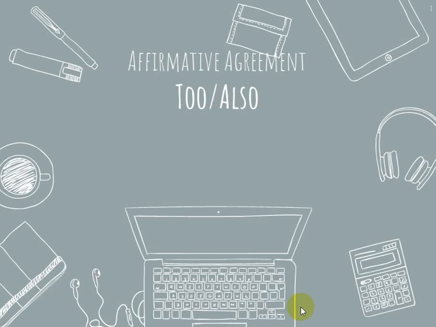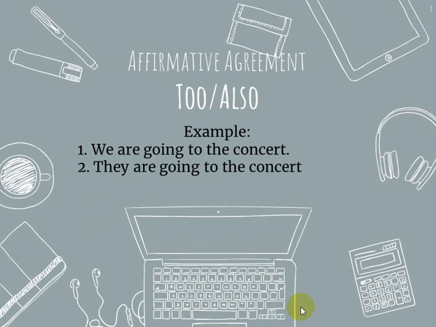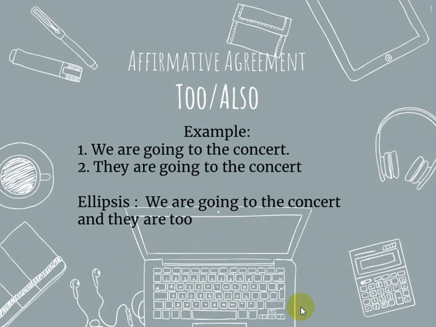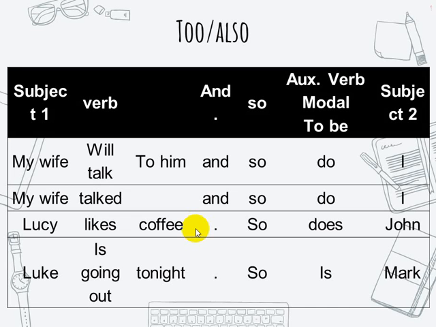Next, affirmative agreement, too or also. Example, first sentence, we are going to the concert. Second sentence, they are going to the concert. So we and they are going to the same concert. The ellipsis is, we are going to the concert and they are too. This is the agreement, too. This is the full form: subject 1, verb, and subject 2, auxiliary verb, modal, to be.